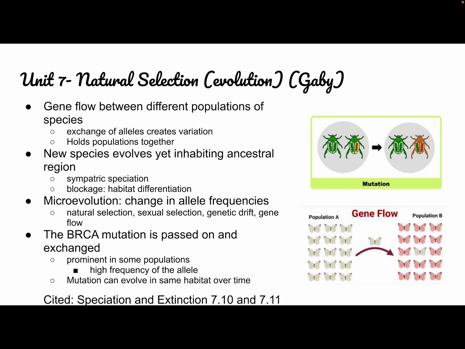The BRCA mutation is passed on and exchanged, and this can be prominent in some populations, leading to a high frequency of the allele in the gene pool, as shown on the right. Population B would have a very high frequency of the red allele, like the red butterfly allele. And this mutation can evolve in the same habitat over time.